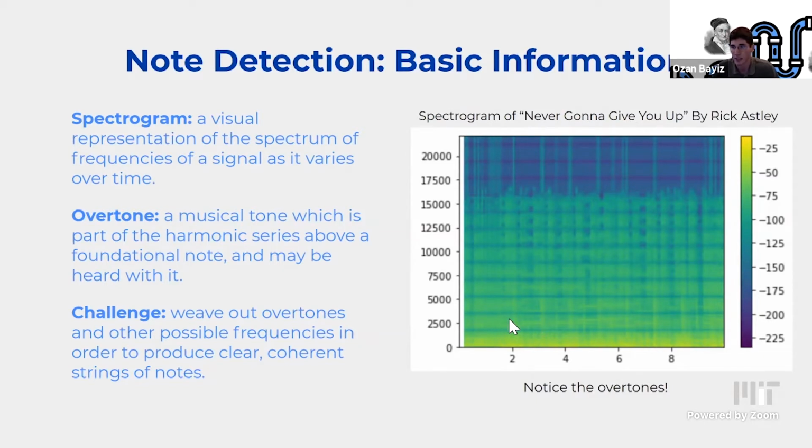For those unfamiliar, this is a spectrogram. A spectrogram is a visual representation of the spectrum of frequencies of a signal as it varies over time.